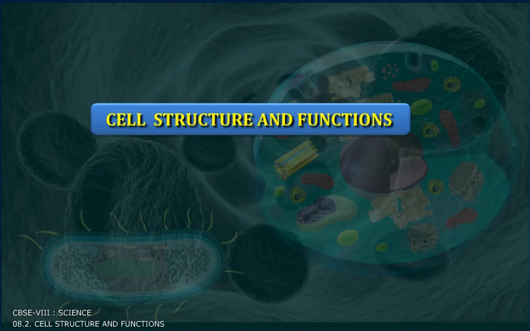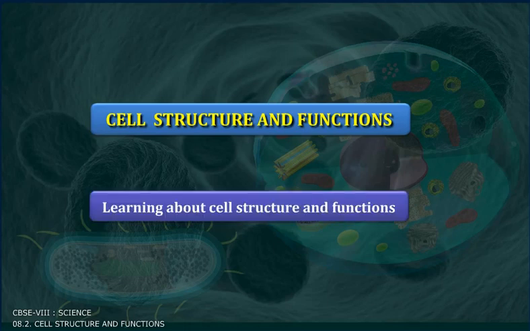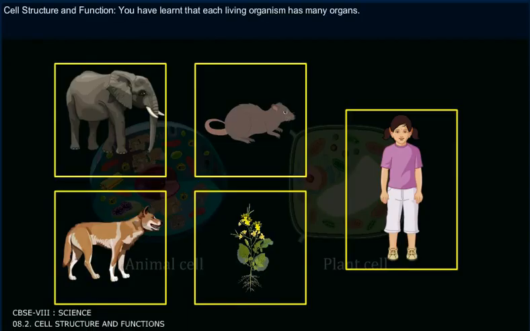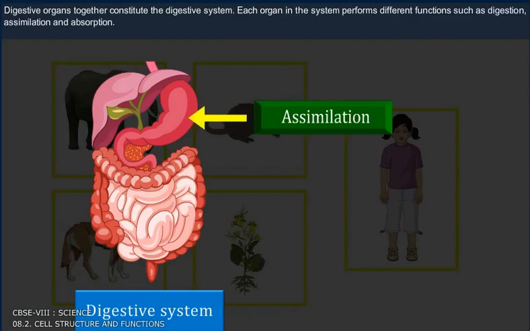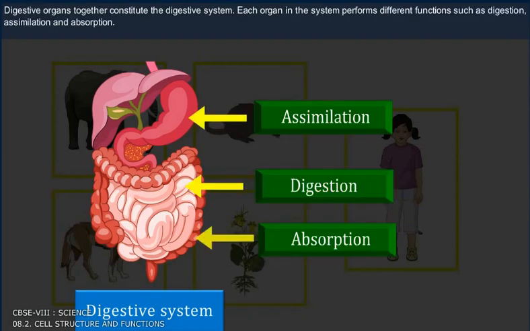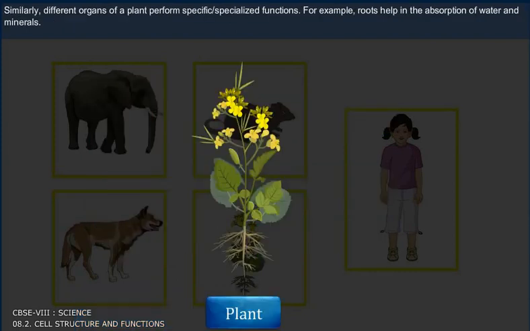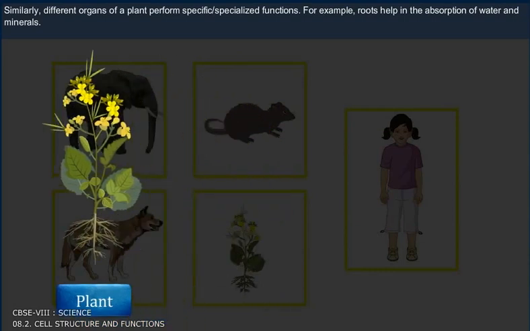Cell structure and functions. Learning about cell structure and functions. You have learned that each living organism has many organs. Digestive organs together constitute the digestive system. Each organ in the system performs different functions such as digestion, assimilation, and absorption. Similarly, different organs of a plant perform specific specialized functions.